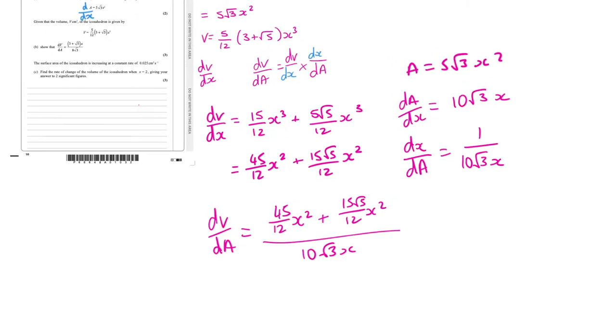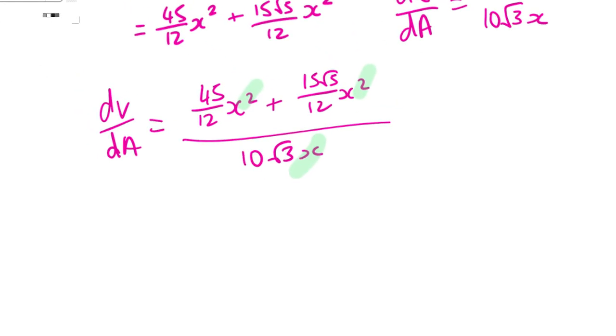Okay, so now I can cancel out an x from everything, and I'm then going to have 45 over 12 divided by 10 root 3, which is root 3 over 8. So root 3 over 8x plus 15 root 5, I'm going to have root 15 over 24x.